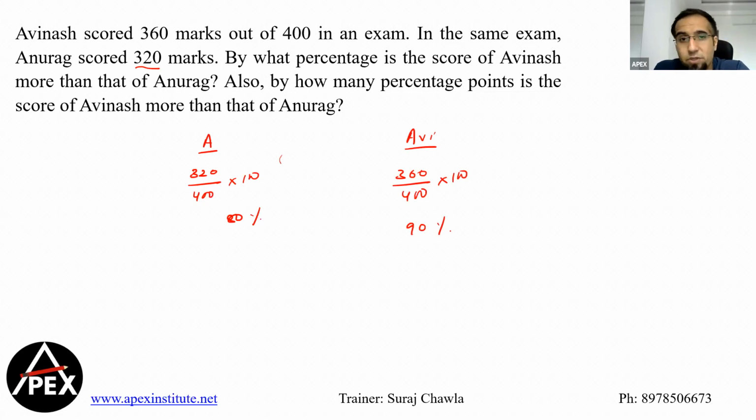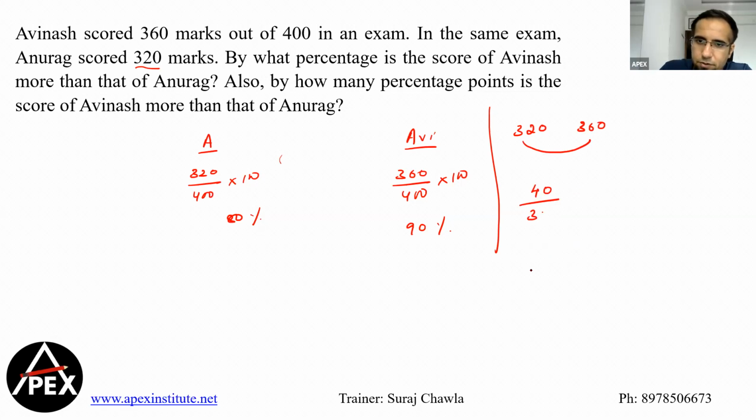Now the question is, what is the question asking you? By what percentage is the score of Avinash more than that of Anurag? If I'm just talking about score, so Anurag has got 320 and Avinash has got 360. So Avinash is 40 more than Anurag, divided by 320, multiplied by 100. That is equal to 12.5 percentage. All of you have given the right answer. What is the percentage point difference between these two? So 80% minus 90%, or 90% minus 80%. So 10 percentage points is the difference.